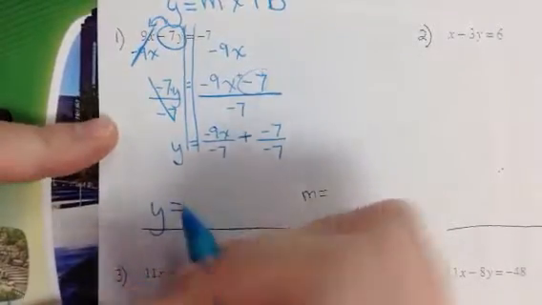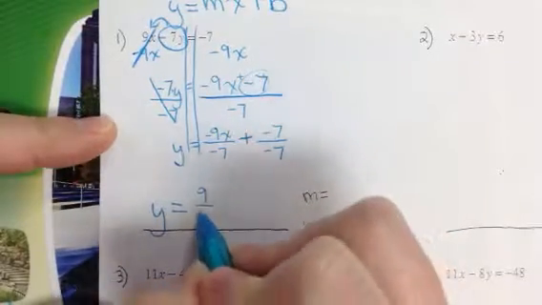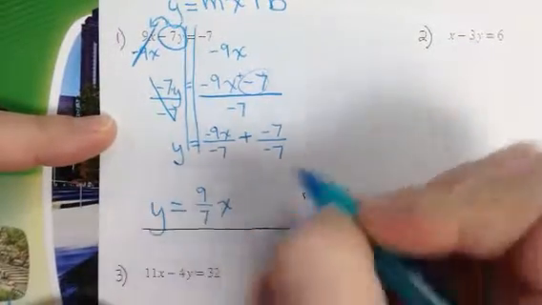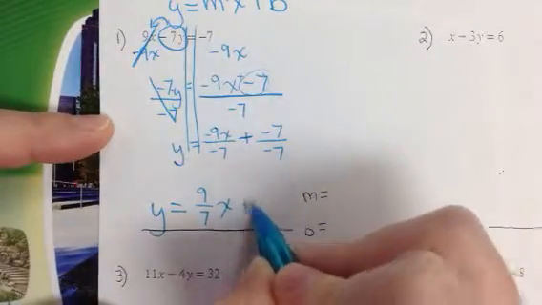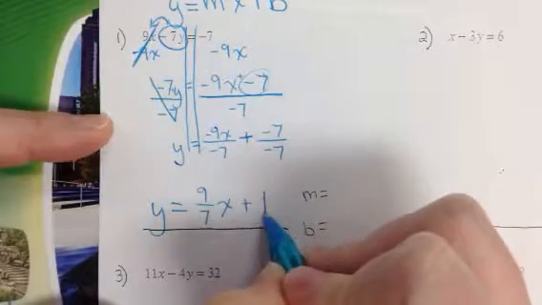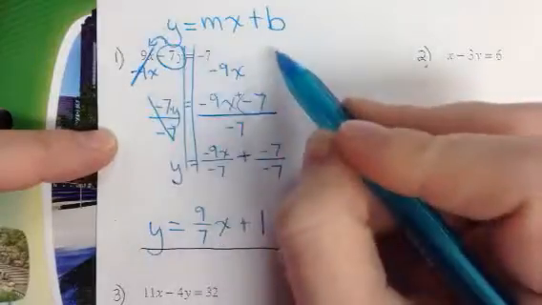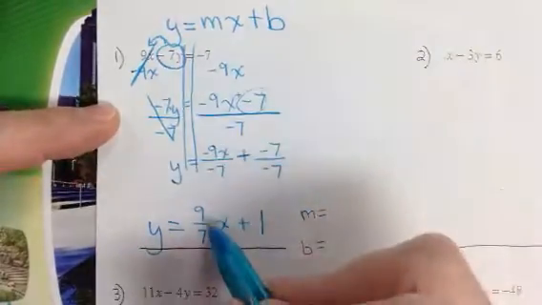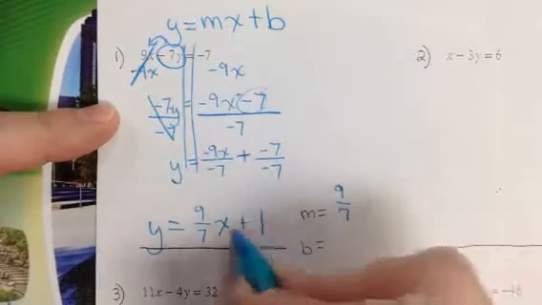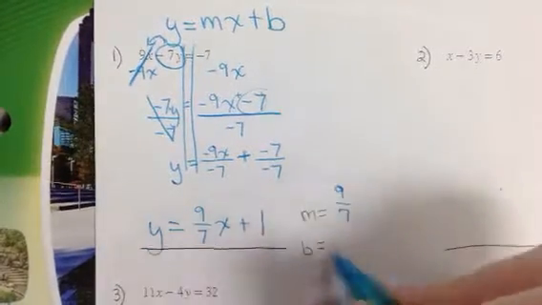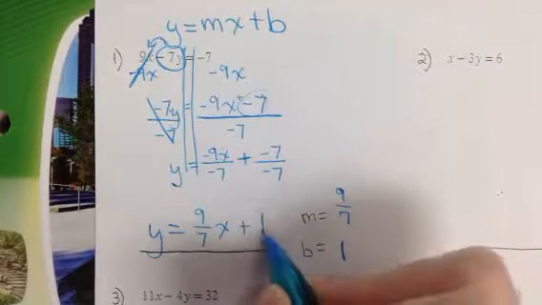So y equals, whenever I have a negative divided by a negative, that's going to change to a positive. And over here, -7 divided by -7 also changes to a positive 1. So for this equation, now it does look like this one at the top, y equals mx plus b. Remember that the slope is the term that is in front of your x. The y-intercept is the number that's at the back. So this line would be crossing the y-axis at the number 1.